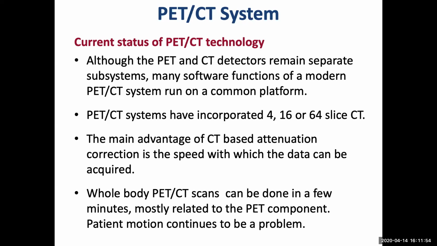The main advantage of CT-based attenuation correction is the speed with which the data can be acquired. Previously, attenuation correction was acquired by moving a germanium source around the patient. Now the CT can do that in a few seconds. A whole body PET-CT scan can be done in a few minutes, mostly related to the PET component. Patient motion continues to be a problem because PET takes a longer time, so any motion of the patient will affect the image quality.